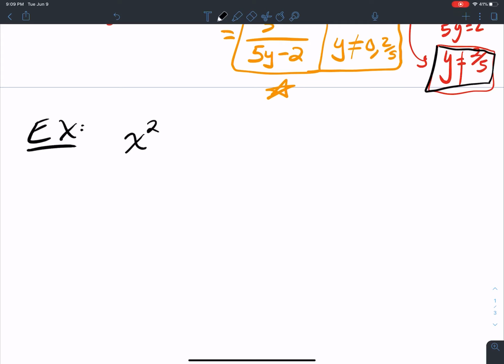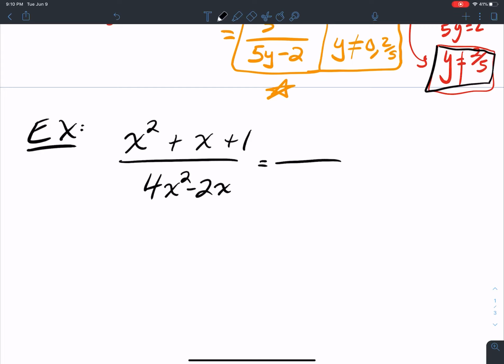Okay, moving on. x squared plus x plus 1 divided by 4x squared minus 2x. Interesting. Now the denominator factors. I can pull an x and a 2 out of each of those. So 2x comes out, and that leaves me 2x minus 1 inside.